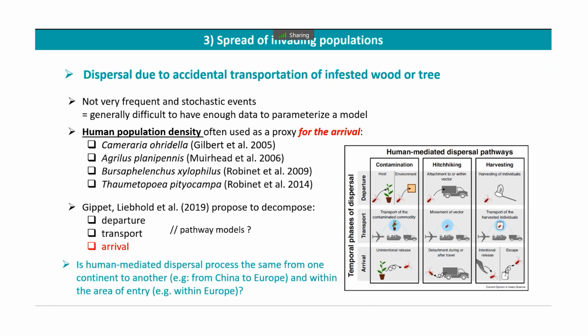And when looking for literature about accidental transportation of infested wood or trees, I found this nice paper of Givet, and Sandy was also co-author of this paper. They propose to assess accidental transportation by decomposing this process in 3 steps: departure, transportation, and arrival.